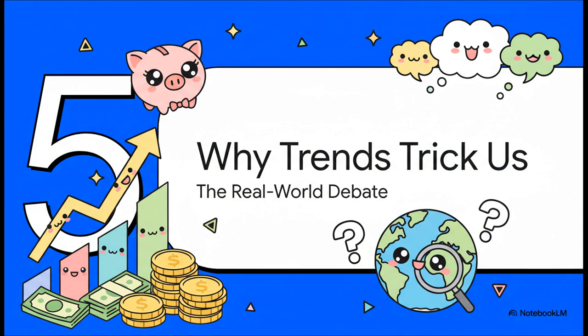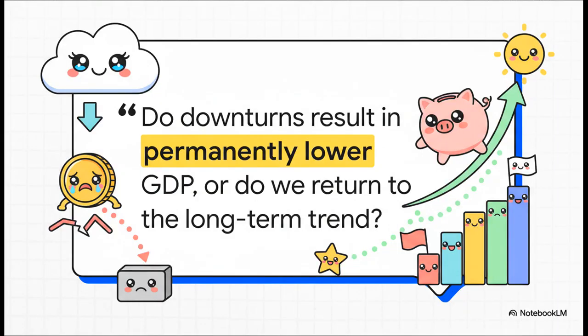So, we've solved the statistical case. But why does this all matter so much in the real world? I mean, this isn't just a technical exercise for stats nerds. It's at the absolute heart of some of the biggest debates in economics. It all comes down to this massive question. Do big economic shocks, like a major recession, cause permanent damage? Or do we always eventually return to our long-term trend?